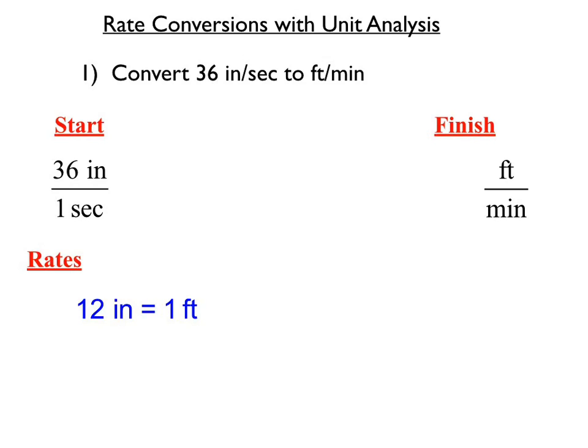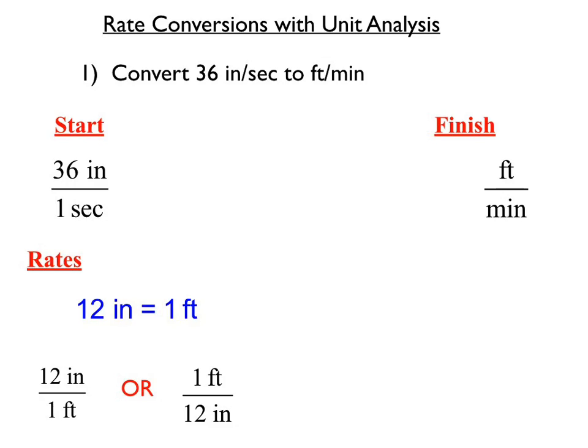So the idea here is we need to get rid of the inches and have it turn into feet. That's why I'm starting with 36 inches per second, turning it into feet per minute, because that's what we're trying to convert to. So we're either going to multiply by 12 inches over 1 foot, or we're going to multiply by 1 foot over 12 inches. One of those two. Now, the way to determine that is we need to get rid of inches so that we're left with feet. So let me show you something here.